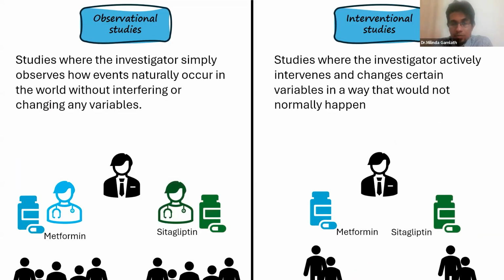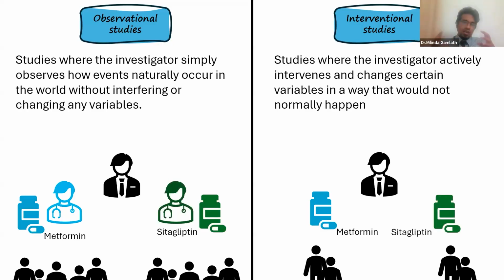In an interventional study, you are actively intervening and changing certain variables in a way that would not normally happen. So those patients would not normally take those drugs. They would be taking some other drugs depending on which doctor they go to. But you take these people and divide them into two groups based on some criteria, maybe even randomly. So that's where you get this term randomized control trial, where you randomly allocate patients into different groups and you decide which patient takes which drug. So that is an example of an interventional study.